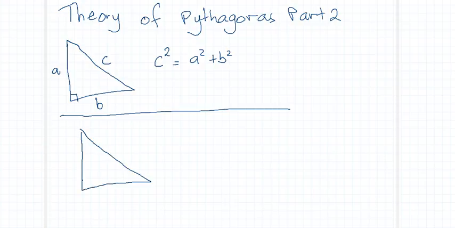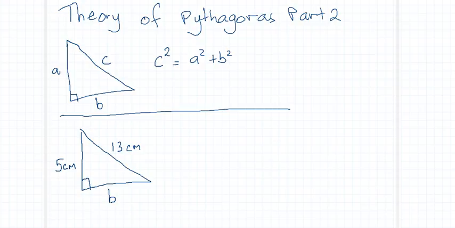Let's say that I know that the hypotenuse, which is side C, is 13 centimeters in length. And let's say that one of the short sides, we'll say A for example, is 5 centimeters in length. Let's say we're looking for B in this case. Now we'll notice here that B is one of the short sides.